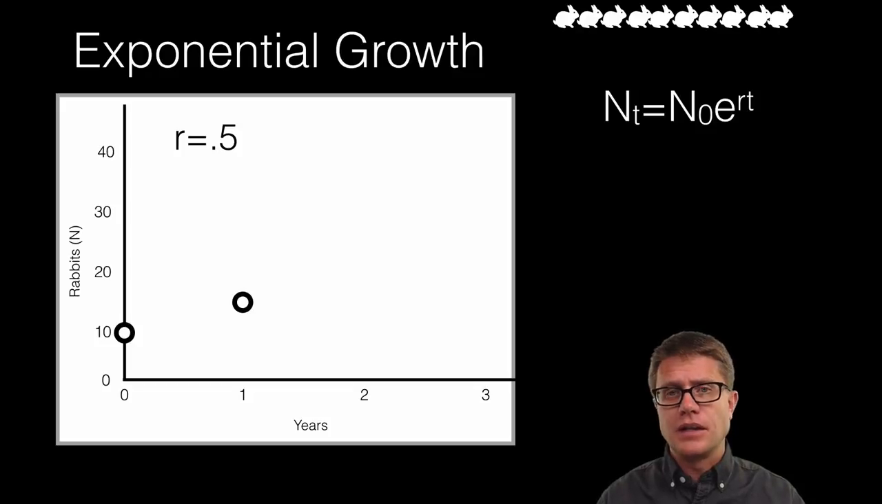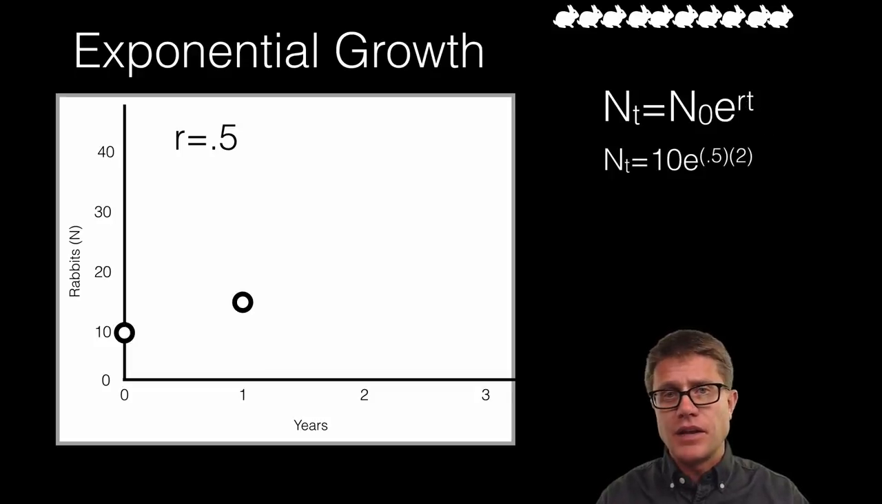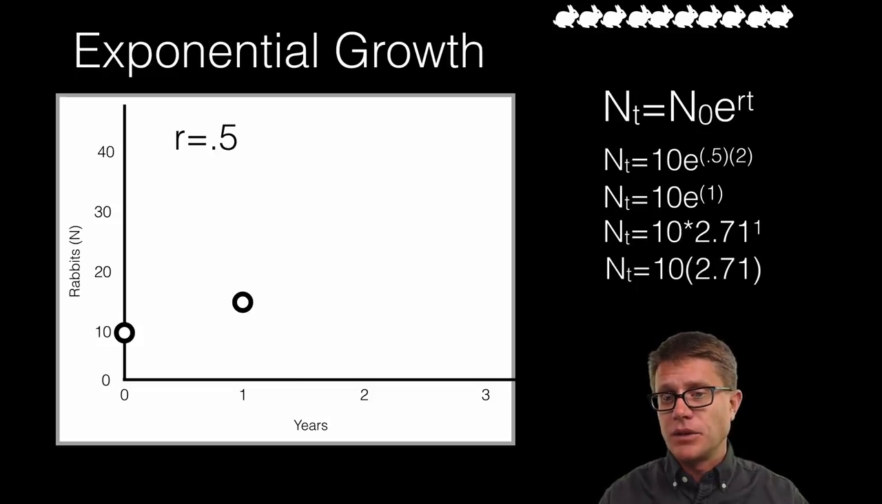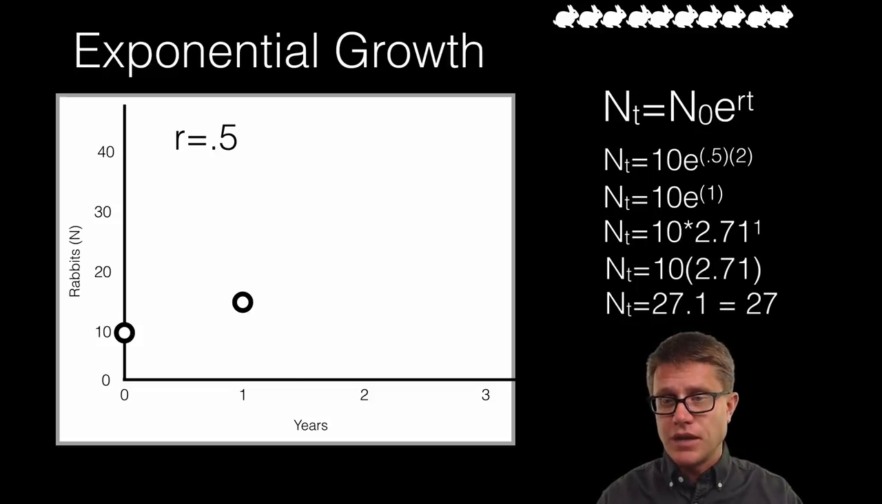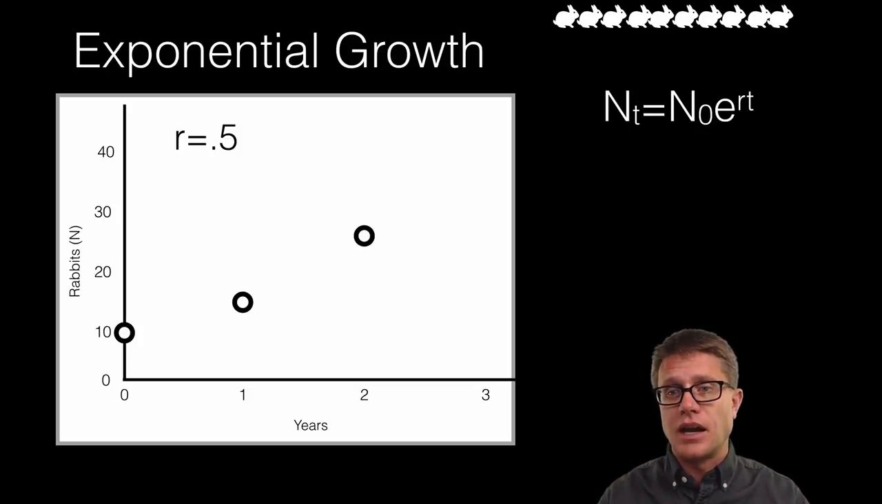So let me graph that, and let's go to year 2. So same thing. We're going to plug in our value of 0.5, but now our T value is going to be 2. Still have that same initial population, and so now it's going to be 2.71 raised to the 1 power. So what's that? That's simply 2.71. So if we work this out, now we're going to have 27 rabbits in that next year. You can see the population is increasing. We're starting to see that exponential growth.